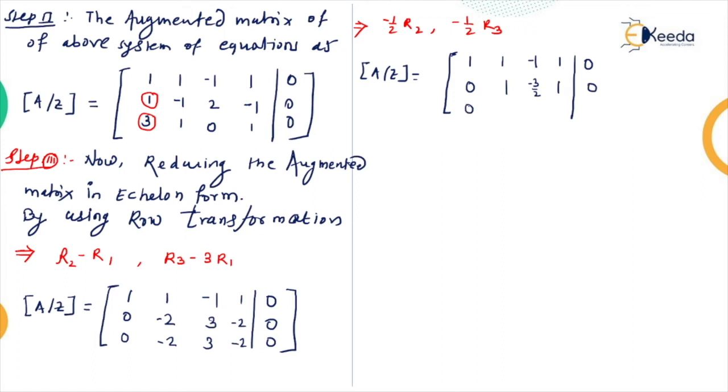Next, the third row we also multiply by -1/2, and we get 0, 1, again -3/2, again 1, and 0. Here two rows are the same: R2 and R3 are the two same rows. Since two rows are the same, we immediately perform a row transformation, changing R3 as R3 minus R2, and get the augmented matrix.